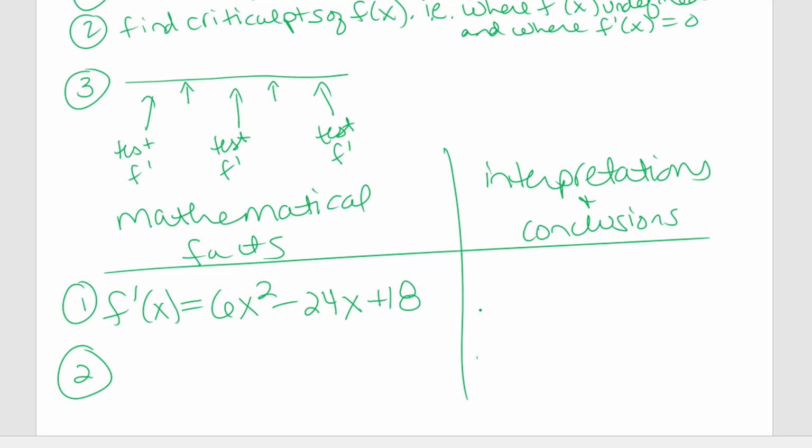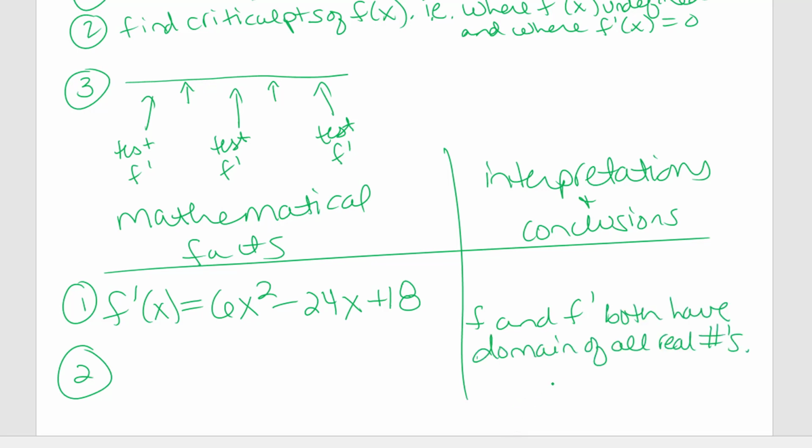I want to first note f and f prime both have a domain of all real numbers. That tells me that there are no critical points of the variety where f prime is undefined. So I'm just going to note f prime is never undefined. There's no x values that you could plug into this derivative function and get an undefined value out. You're not going to have any problems with dividing by 0 or square roots of negatives or anything like that. So that's not an issue in this problem.